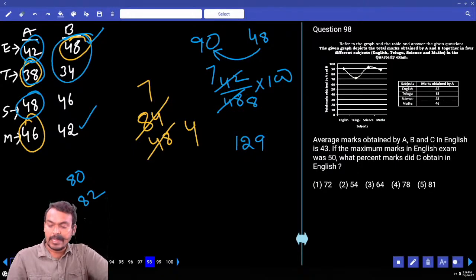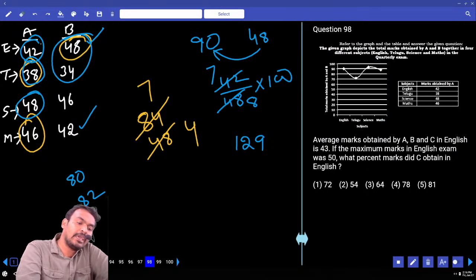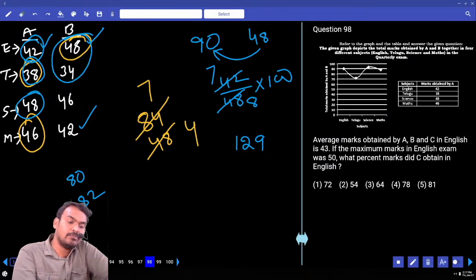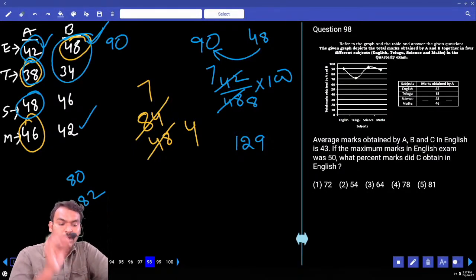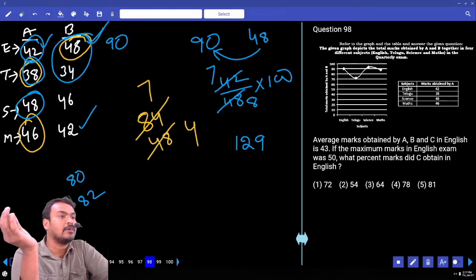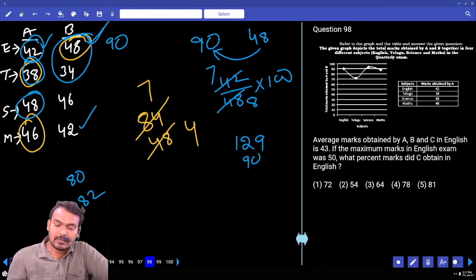129 or not? Next, the maximum marks in the English exam was how much? 50. What percent marks did C obtain in English? Already we know A's English marks: 42. B's English: 48. Both are getting 90 marks. Out of 129, A and B are getting 90. What are the remaining marks?